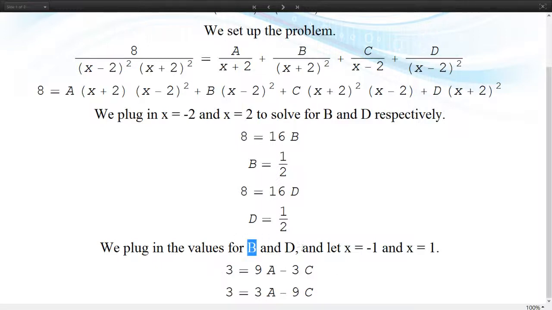But plugging in our values for b and d and letting x equal negative 1 and x equal positive 1, we'll end up with these equations. 3 equals 9a minus 3c, and 3 equals 3a minus 9c. So we can see that if we plugged in 1, we'd get 1 plus 2 is 3, and then 1 minus 2 is negative 1, squared is positive 1, 1 times 3 is 3, 3 times a. So plugging in 1 will give us this equation, and plugging in negative 1 is going to end up giving us this equation.